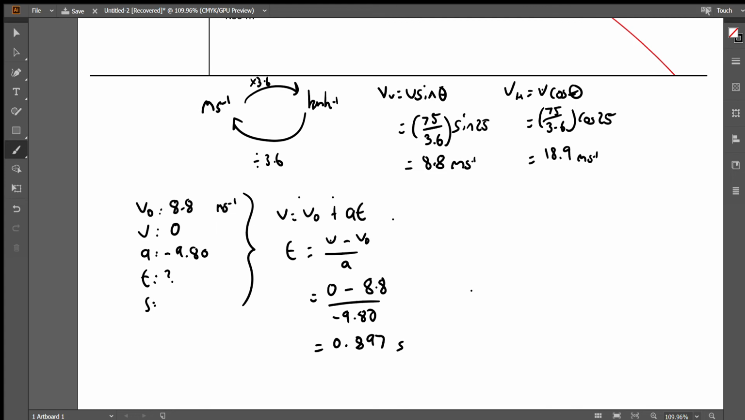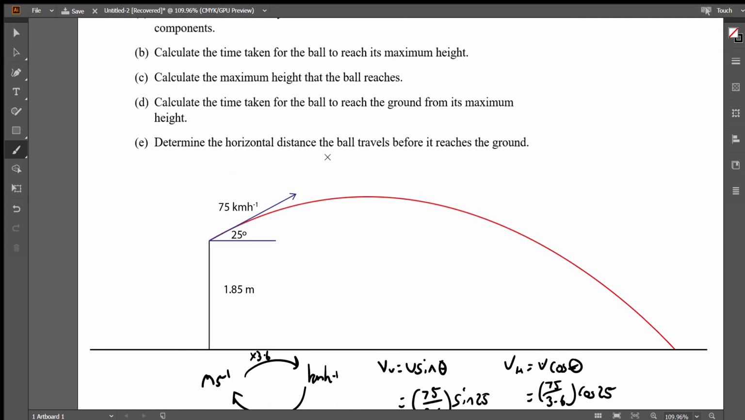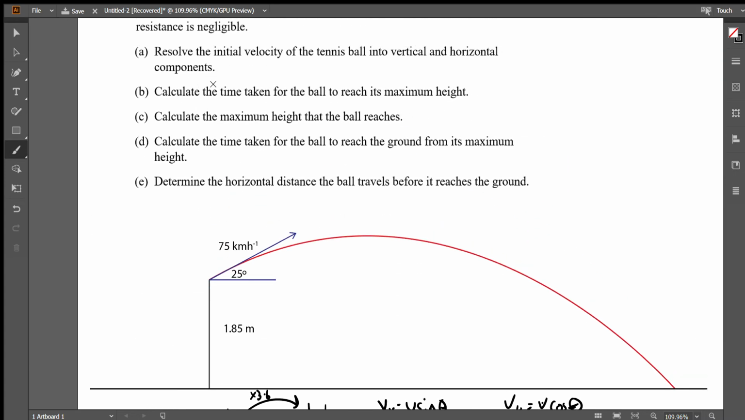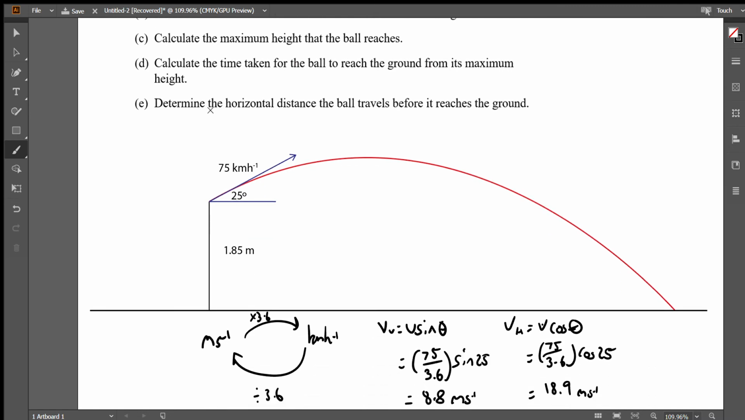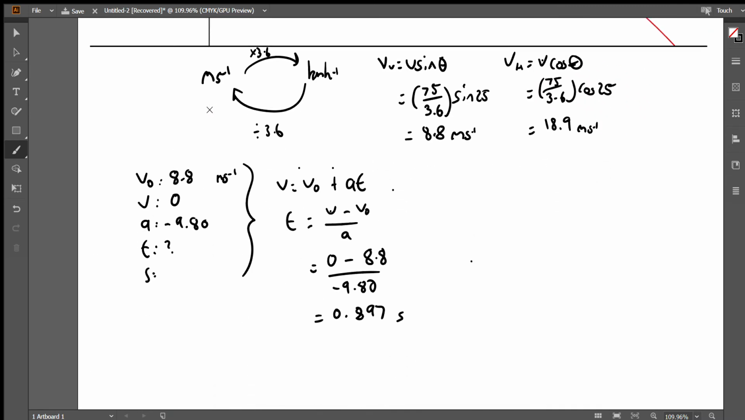I'm keeping this to a larger number of significant figures than normal because we'll be doing a few different calculations. So now we've worked out the time taken to reach the maximum height, we have to work out the maximum height itself. We have almost everything we need, so just use another formula. I'll use s equals v0 t plus half a t squared. Now just substitute all the values: 8.8 multiplied by 0.897 plus half times negative 9.8 times 0.897 squared.